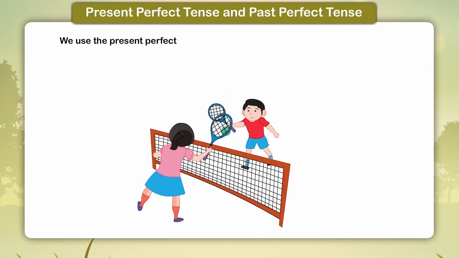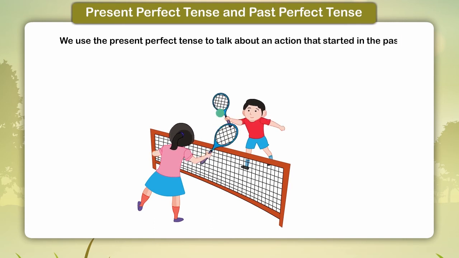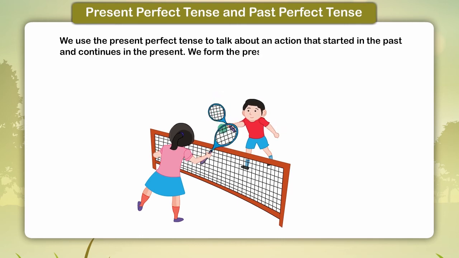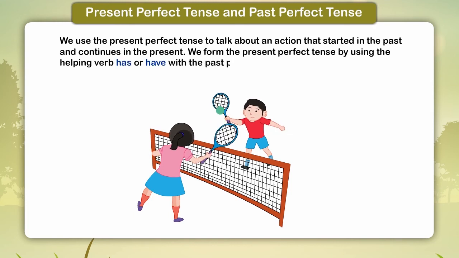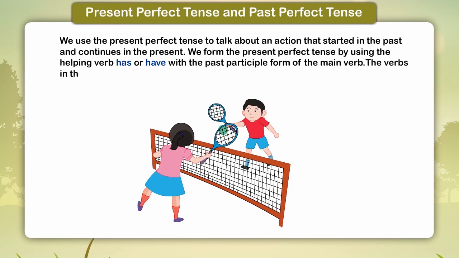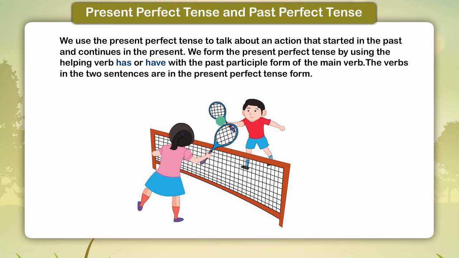We use the present perfect tense to talk about an action that started in the past and continues in the present. We form the present perfect tense by using the helping verb has or have with the past participle form of the main verb. The verbs in the two sentences are in the present perfect tense form.